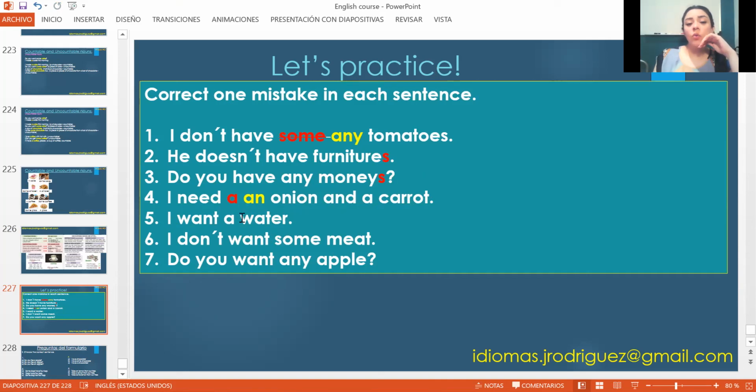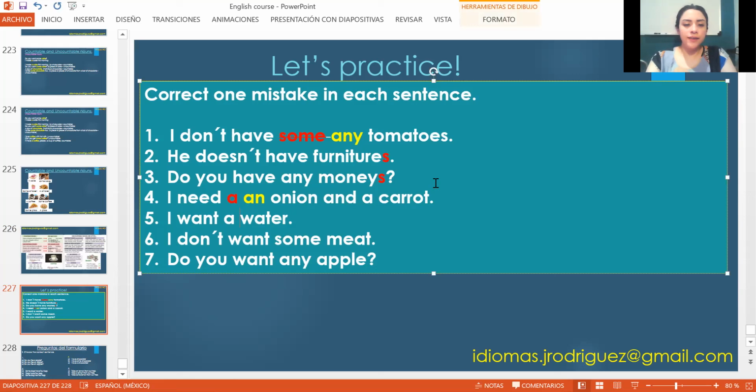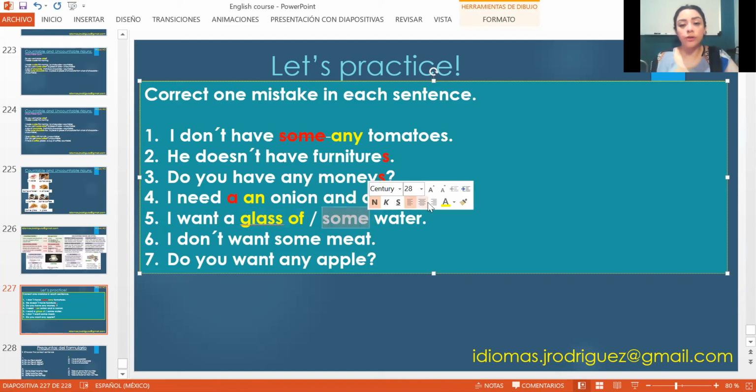Then I want a water. Okay, here we can have more than one possibility. I can say I want a glass of water. Or I can say I want some water. Okay, both possibilities are correct. Glass of, un vaso de agua o algo de agua. Ok, las dos están bien, menos a water, un agua.